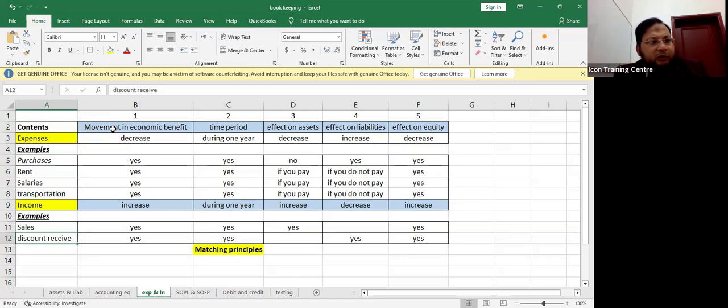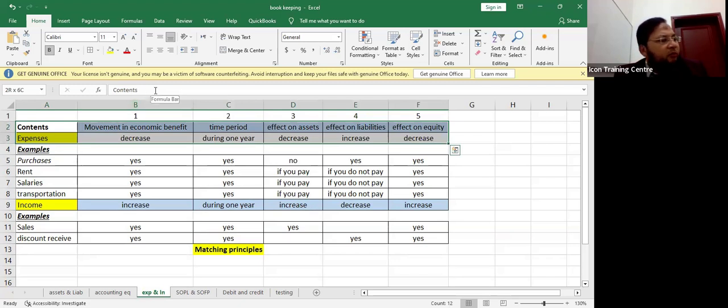Just have a look at the definition of expense. Are we talking about the movement of cash? Are we talking about making any payment? No, we are not talking about making any kind of payment. So you can see the criteria for recognizing expense. It should be movement in economic benefit during one period. It should have a decreasing effect on an asset. It should have an increasing effect on liability, and your equity will always decrease.